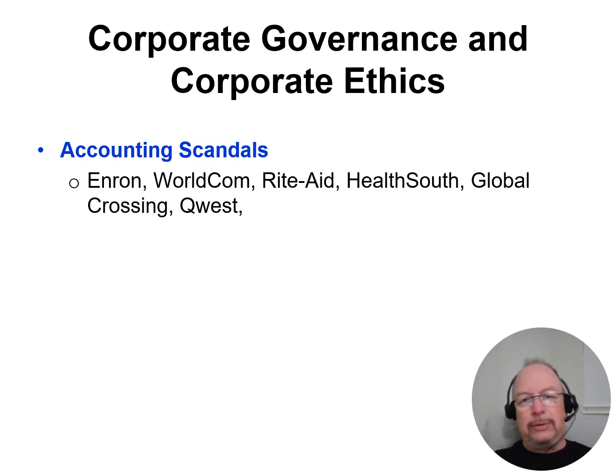Each of these companies was involved in accounting scandals that not only led to their downfall, but also had far-reaching effects on the economy and the public's trust in corporations. For instance, Enron's scandal, driven by fraudulent accounting practices, not only bankrupted the company, but also shattered the retirement savings of thousands of employees. It is a stark example of the destructive potential of unethical corporate behavior.